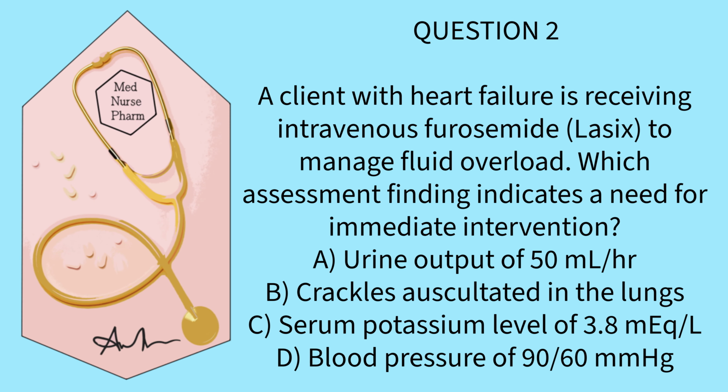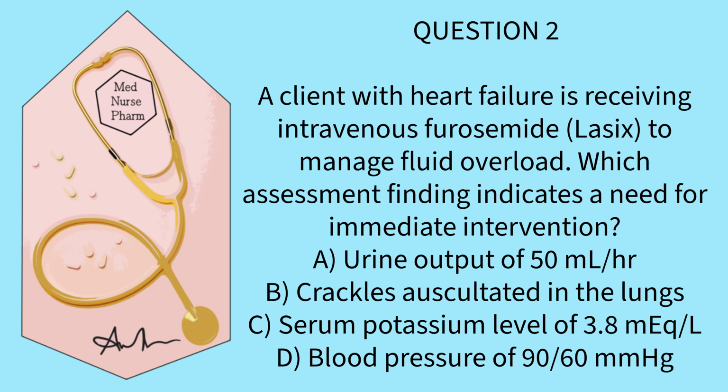Question 2. A client with heart failure is receiving Lasix to manage fluid overload. Which assessment finding indicates a need for immediate intervention? Urine output of 50 ml per hour, crackles auscultated in the lungs, serum potassium level of 3.8, blood pressure of 90 over 60. Pause the video and select your answer.